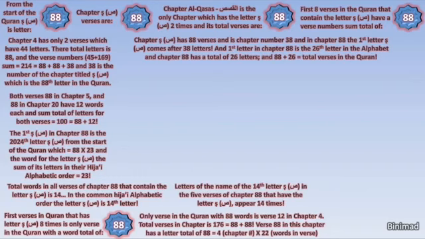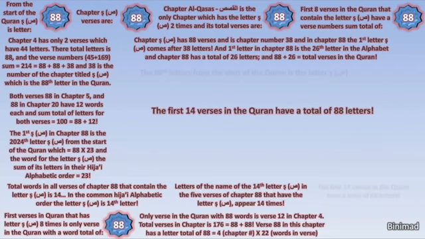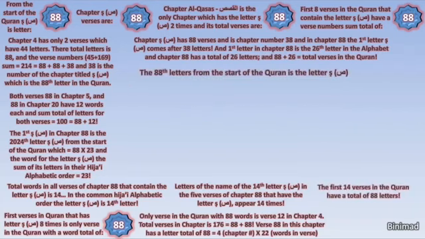Keeping in mind that Sad is the 14th letter in the common Hija'i alphabetic order, think about this amazing discovery. The first 14 verses in the Qur'an have a total of exactly 88 letters. And if all of this is not mind-boggling enough, think about the following. The 88th letter from the start of the Qur'an is the letter Sad.